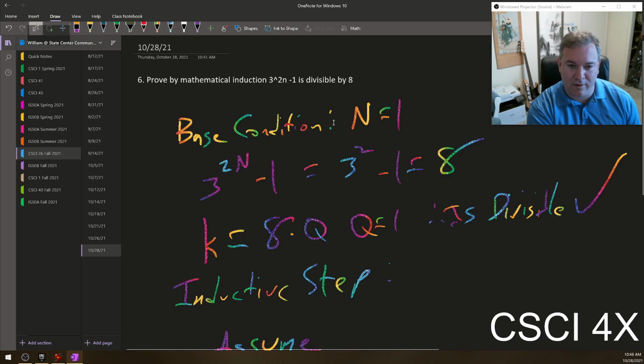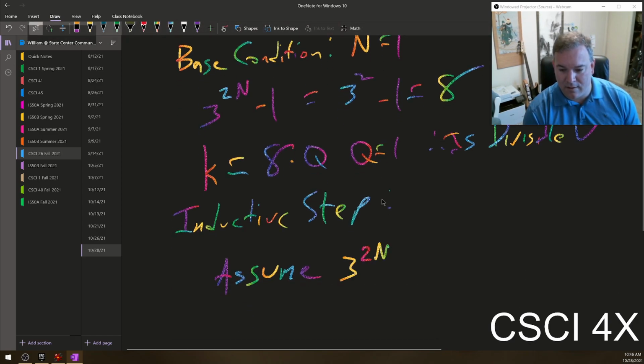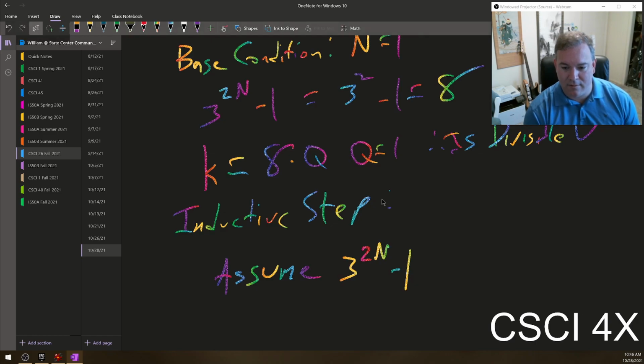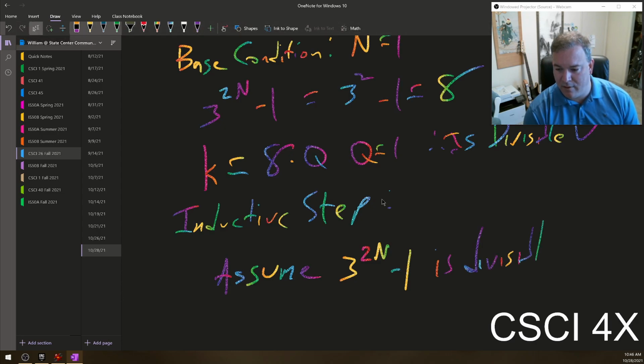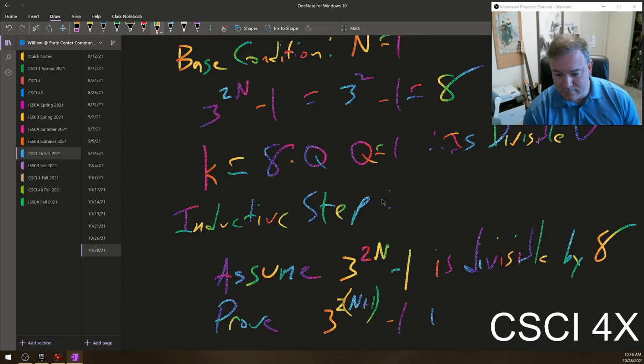So we're going to assume 3 times 2^n minus 1 is divisible by 8. And we're going to prove that 3 times 2^(n+1), make sure you put that quantity in there or you're going to have a bad time, minus 1 is divisible by 8.